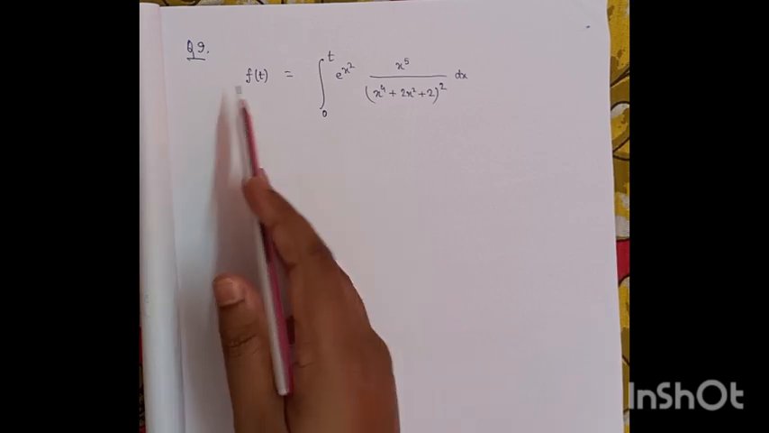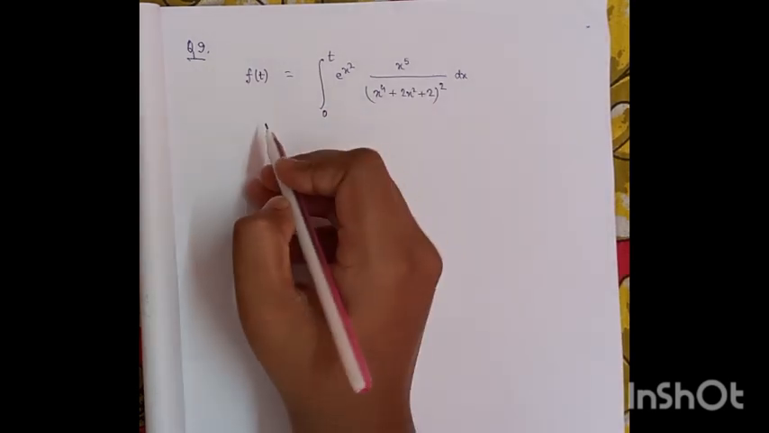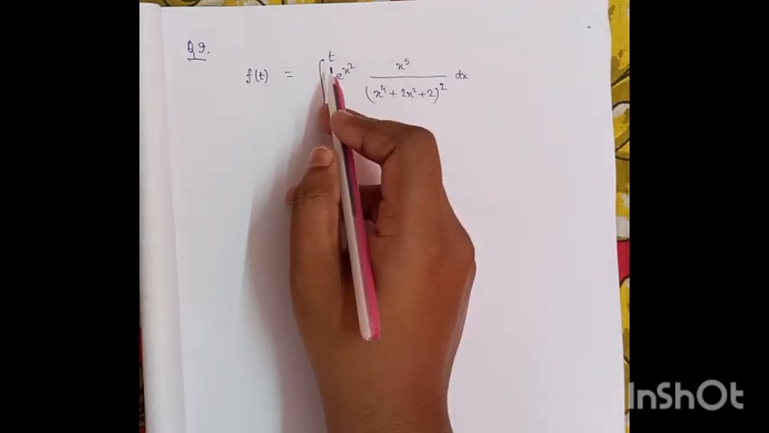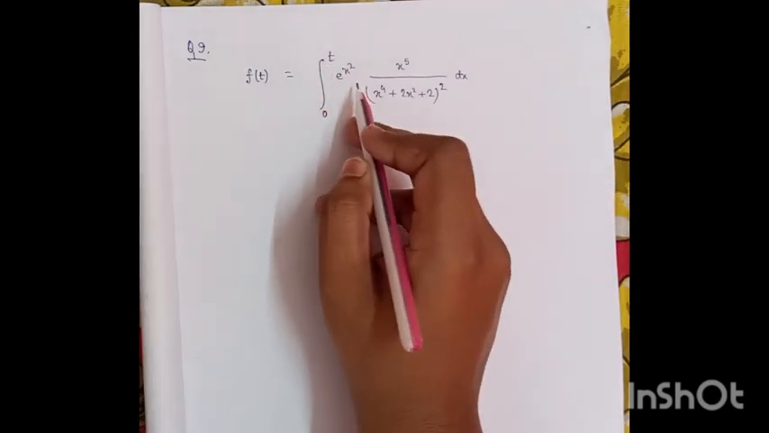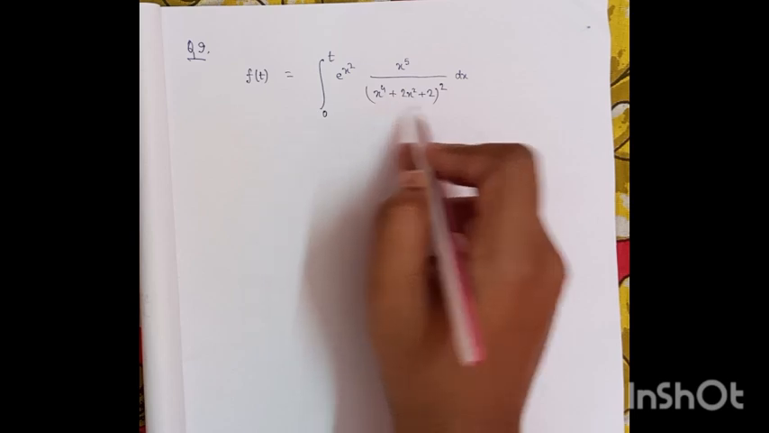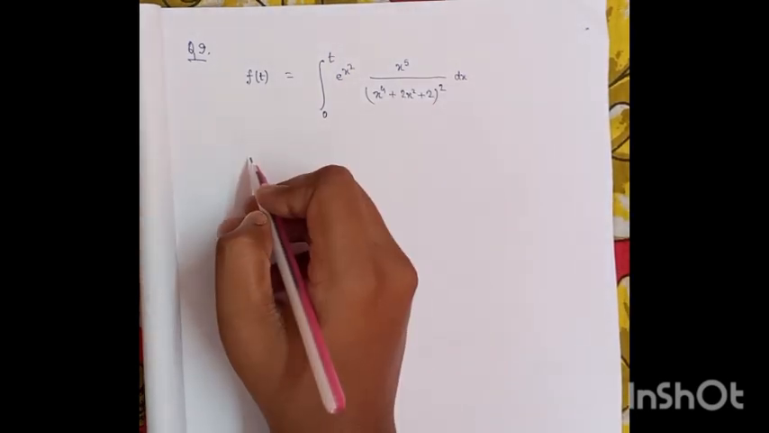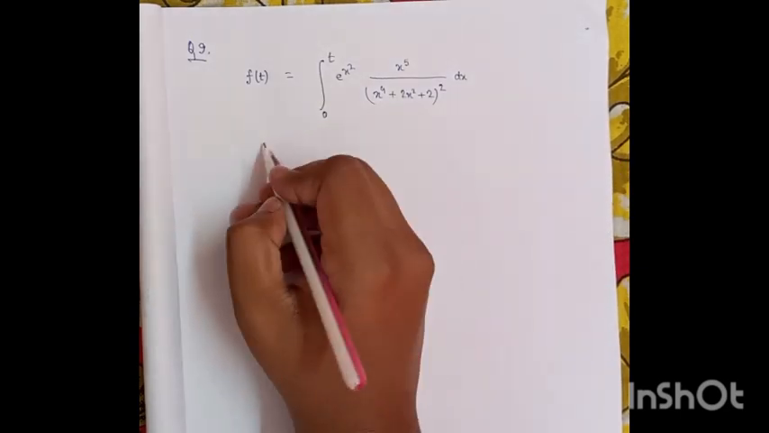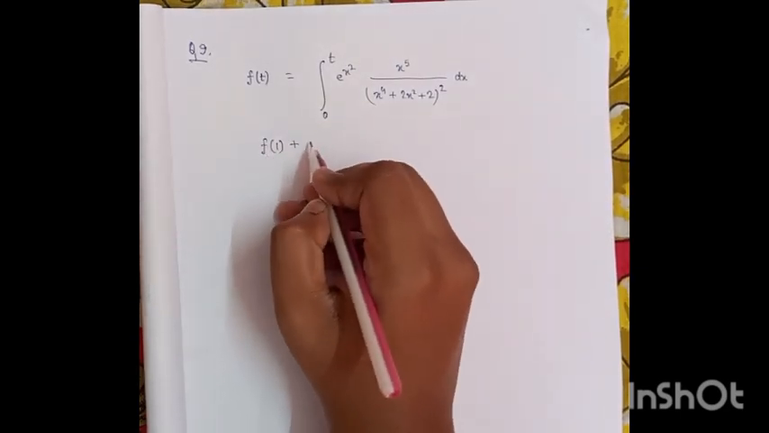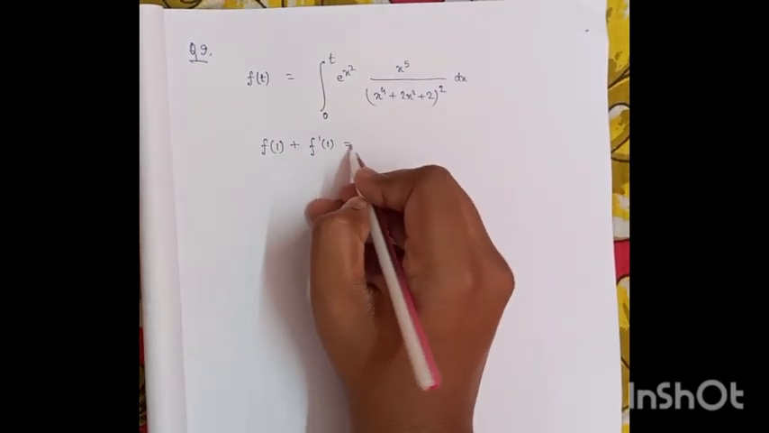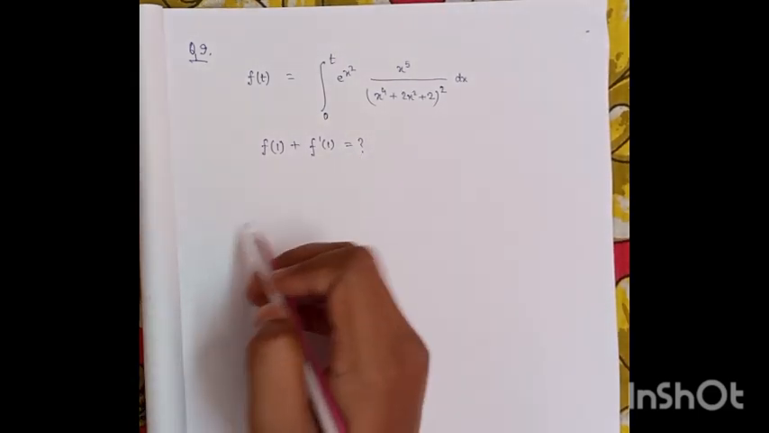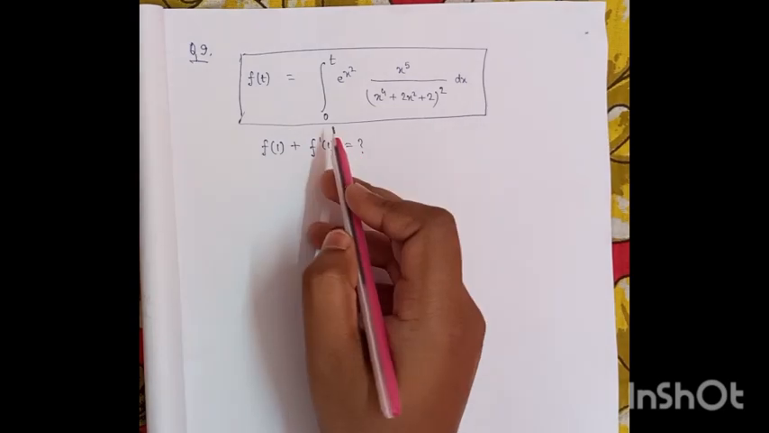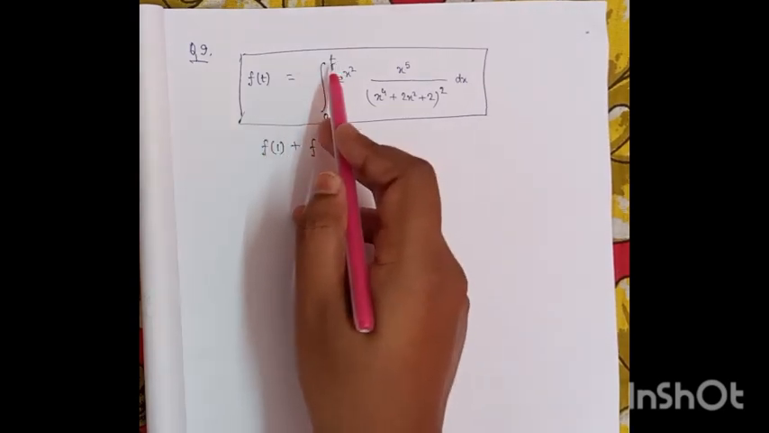So this is the 9th question that we are going to discuss. The question says that f(t) is an integral dependent on t where the integrand is this function. In the question it asks us to find the value of f(1) plus f dash of 1, so we have to find this value. This is the integral given to us, and this integral is a function of t.